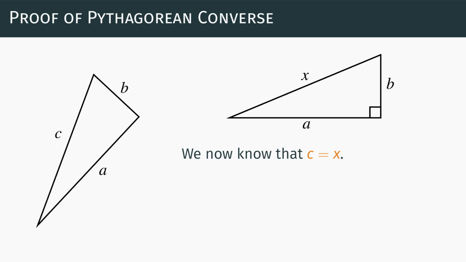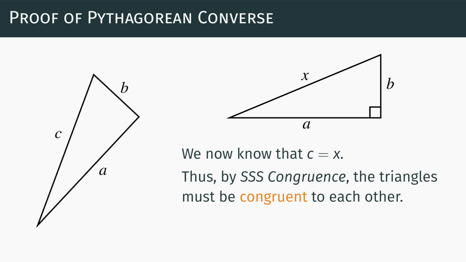And this is great because since we know that c equals x, we now know that all the sides of our two triangles, our original starting triangle and the newly constructed triangle we just made, all match up. All three sides are congruent to each other. So by side congruence, if you've got two triangles where each of the three sides are congruent to the three sides in the other triangle, then you know that the two triangles are congruent to each other.